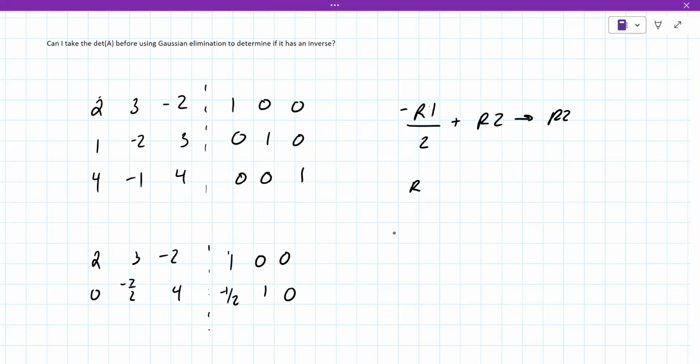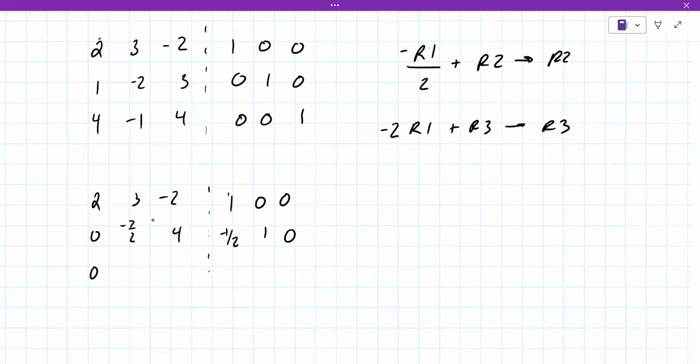You take row 1, multiply it by -2, add it to row 3, and this becomes your new row 3. So you take everything in row 1, multiply it by -2, and then add it to row 3. So the result is that you get 0, -7, 8, -2, 0, and 1. Right. So yeah, you want to get zeros here on the left.